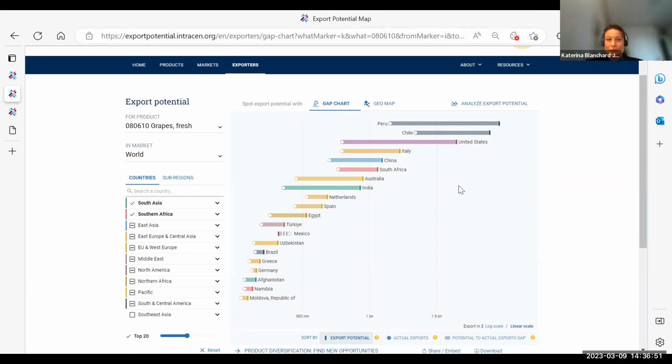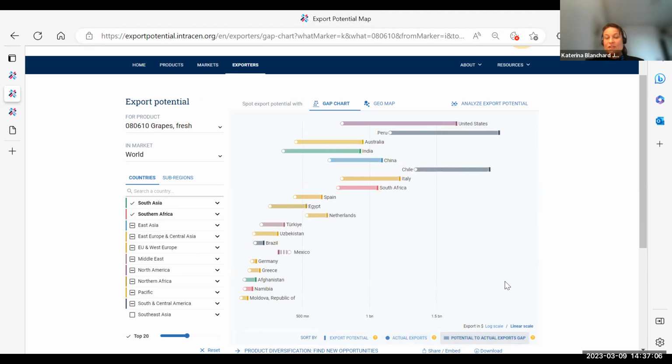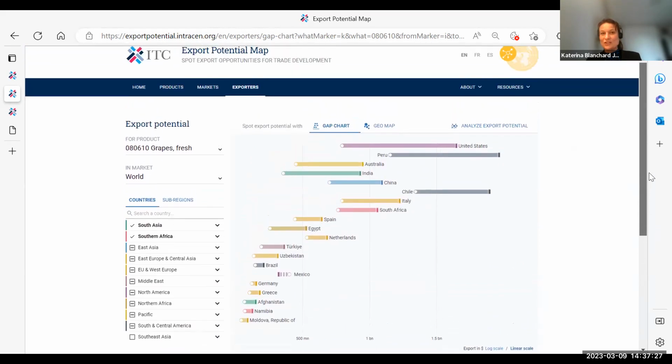We can also reshuffle this ranking according to the actual exports. So the number one exporter at this point would be Chile. And to the size of the untapped potential. Here we see that Peru would score second after the United States. So with the export potential map, you can really play around, you can narrow down the selection, you can do many, many things.